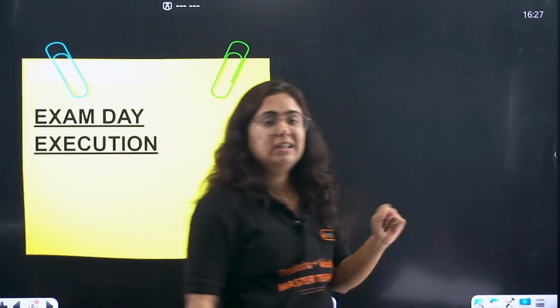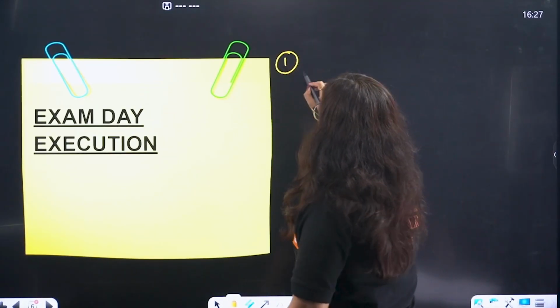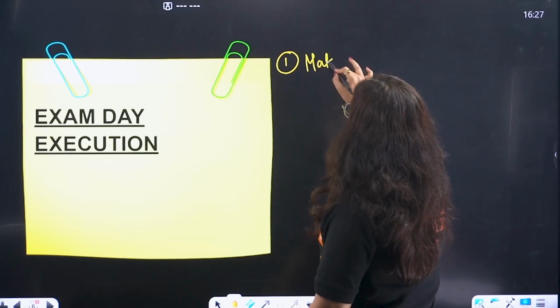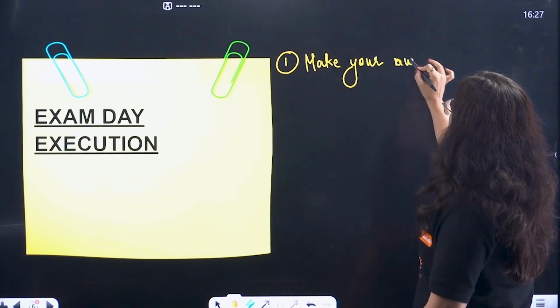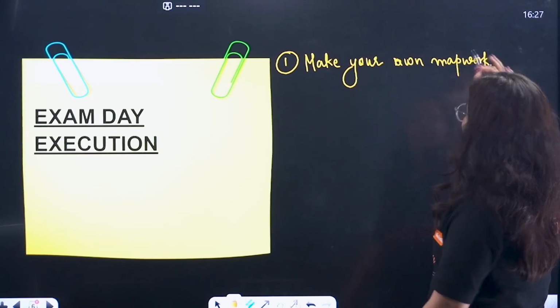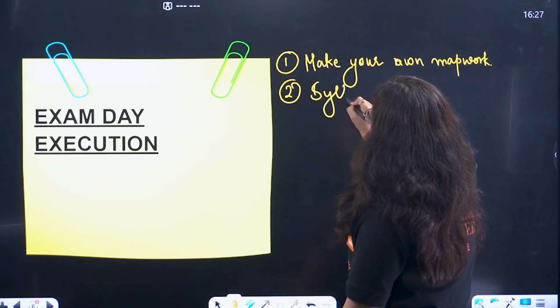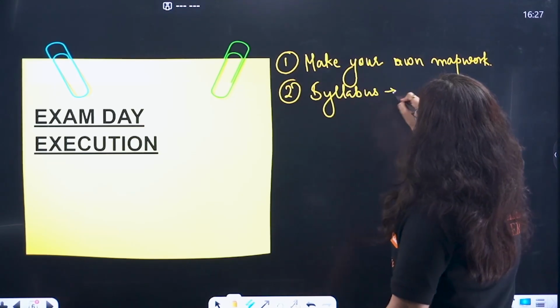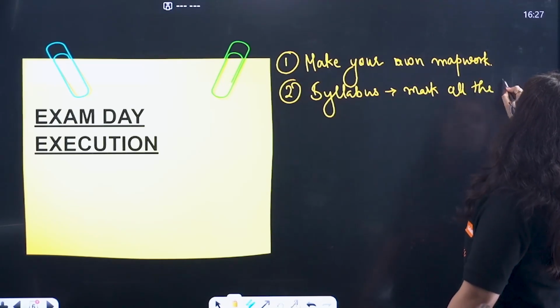Now we come to the point of exam day execution. So the first point is to make your own map work. By this I mean that when you read the entire syllabus, from the entire syllabus you have to mark all the locations. Okay, mark all the locations.